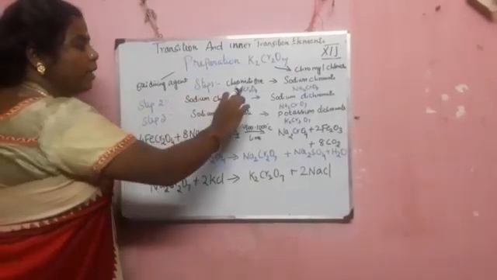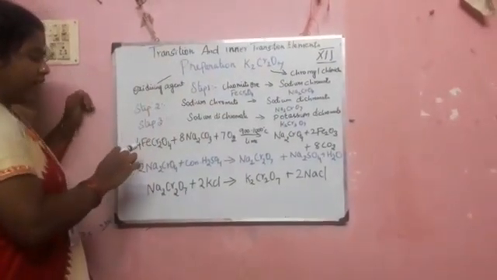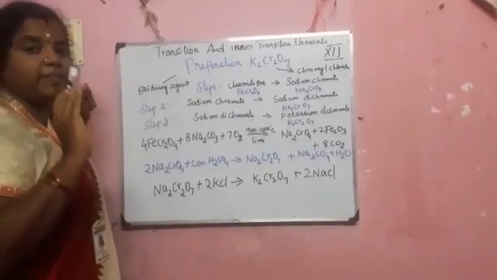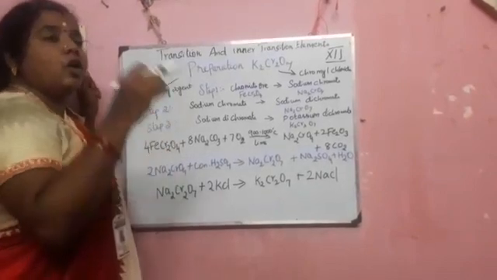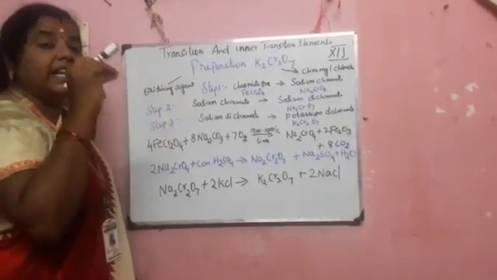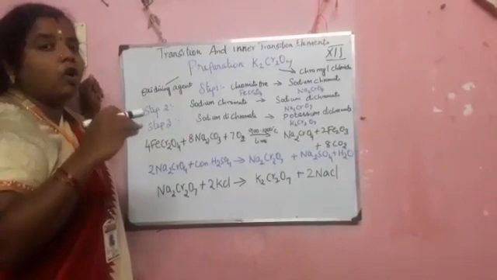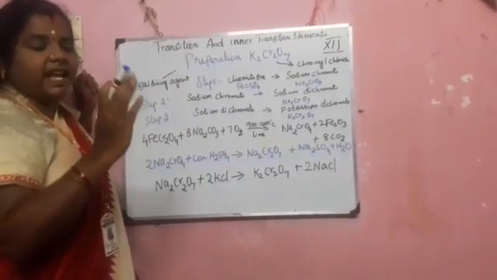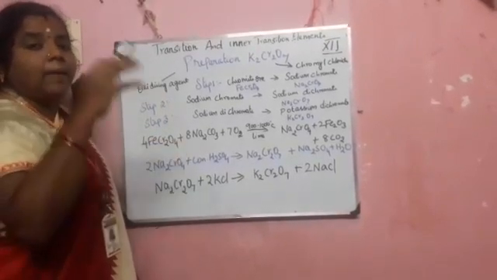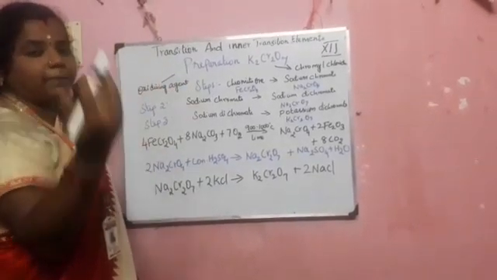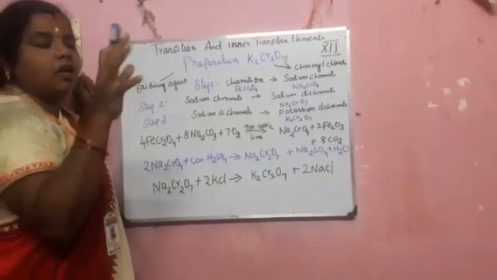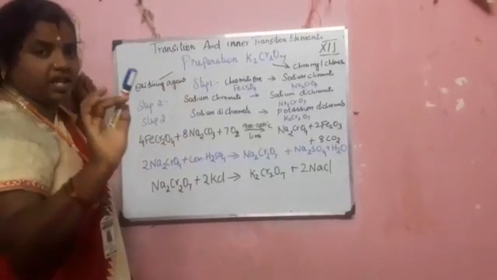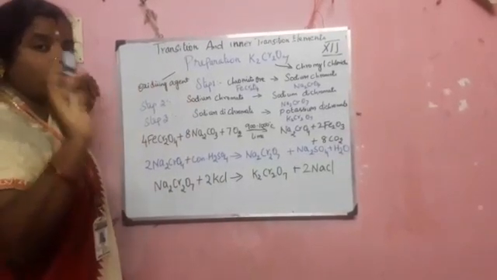First step, chromite ore into sodium chromate. In this method, we have to do the roasting method. Roasting is nothing but heating in the presence of oxygen. In the metallurgy lesson, we all learned the terms roasting, calcination and so on. It is the same heating, but in the presence or absence of oxygen; that is the only difference. Here we are doing roasting, that means we are heating the substance with excess of oxygen.